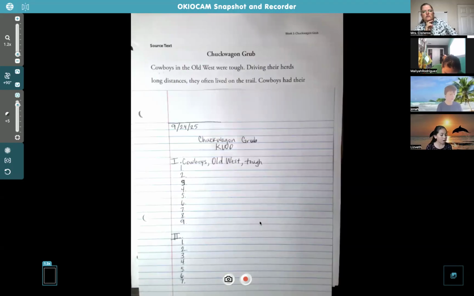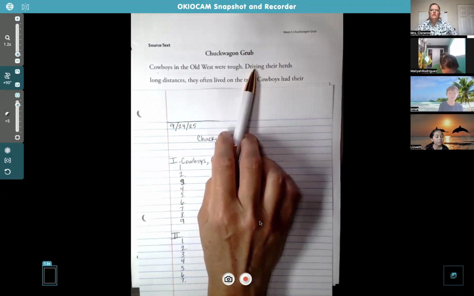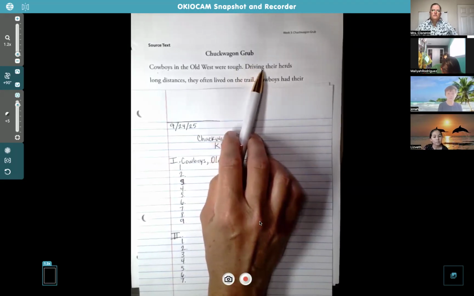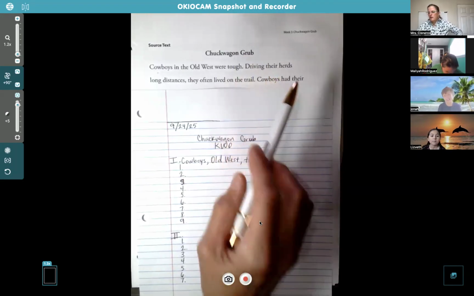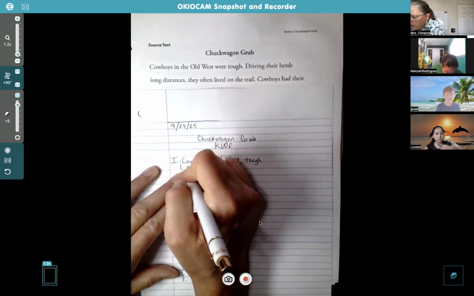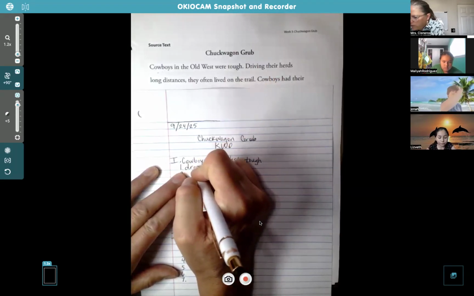And then we can put often lived trail, maybe. That might be too many words. So maybe could we do a long line and remember that just means long distances, and then we can use lived and trail. I think we need the word driving though too. Yeah, because that's what they did. That just means they were riding behind the herds.